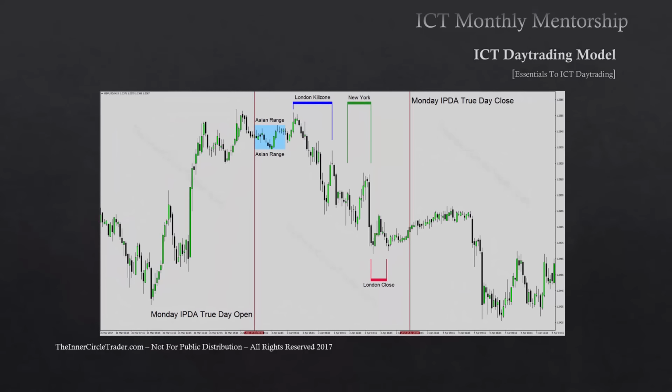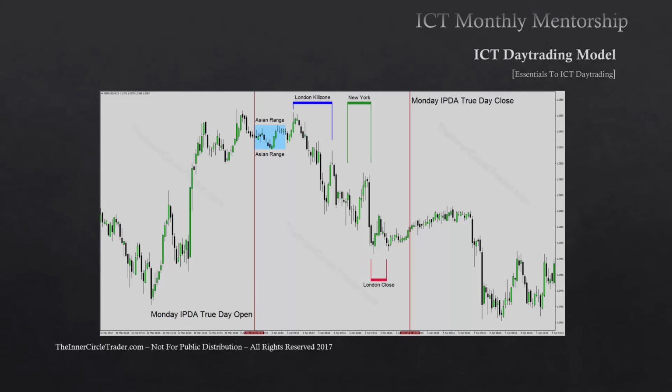Okay, so let's take a closer look at what we've outlined here. What we have is a true day for Monday, April 3rd, 2017. We classify this as an IPTA true day open at midnight and Monday true day close at 3 p.m. New York time. You can see that there are very, very specific time elements being shown here.